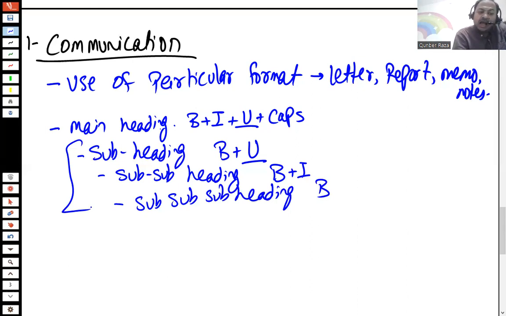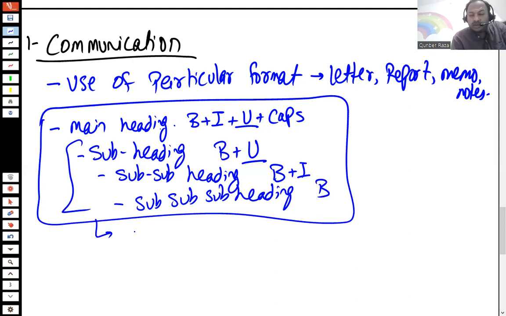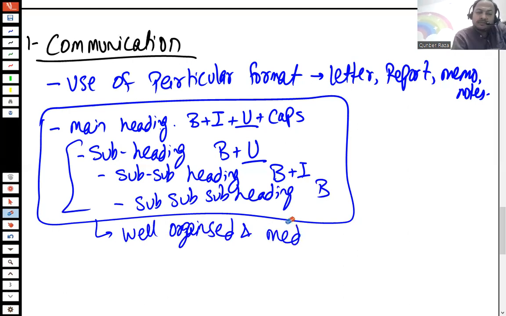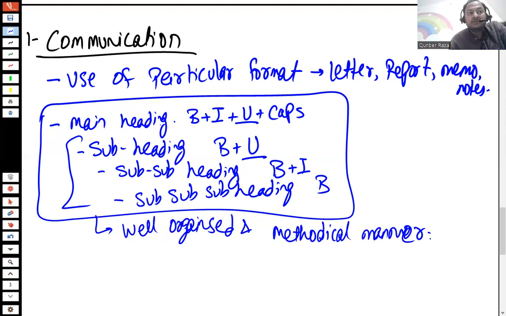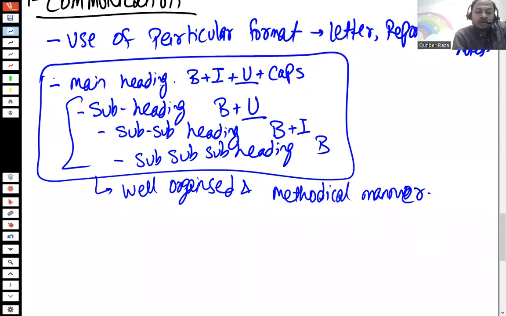Along with all of this, your calculations and workings should be well organized and in a methodical manner. Right? So that is one, two.